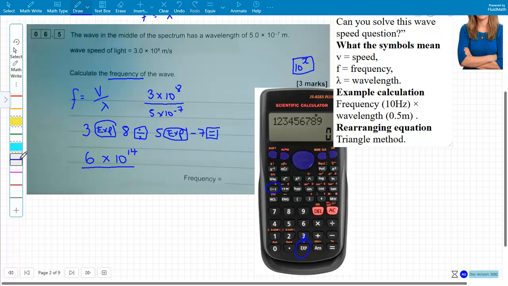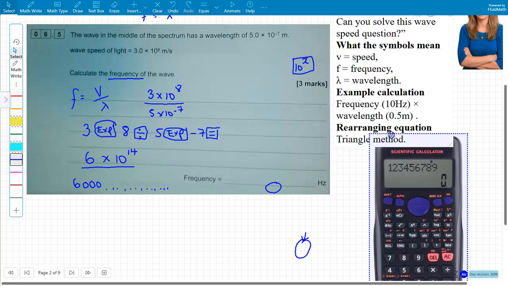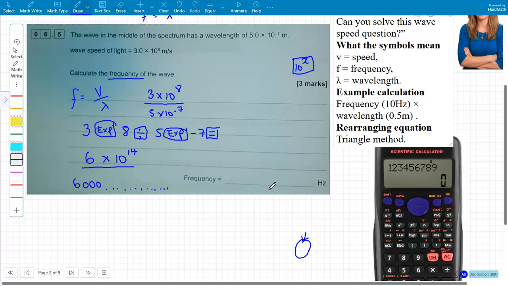So that looks like 6 with 14 zeros after it, and on your calculator screen it might show it like that. So you then have to convert it to standard form, and that's something you need to practice if you can't do that. It'd be easy to write it in standard form because fitting all those zeros onto the answer part is quite difficult. So 6 times 10 to the power of 14 is my answer, and it gives us the units of hertz, and that's it.